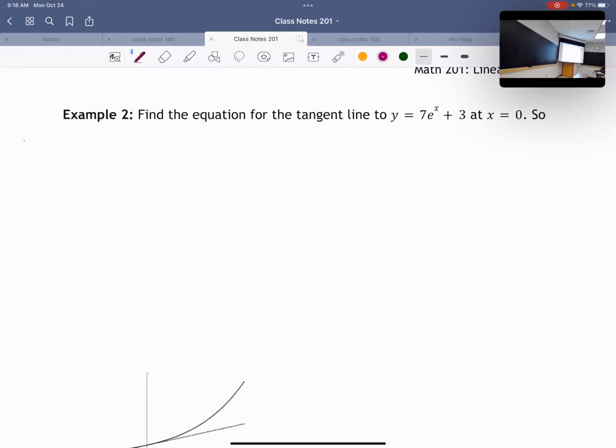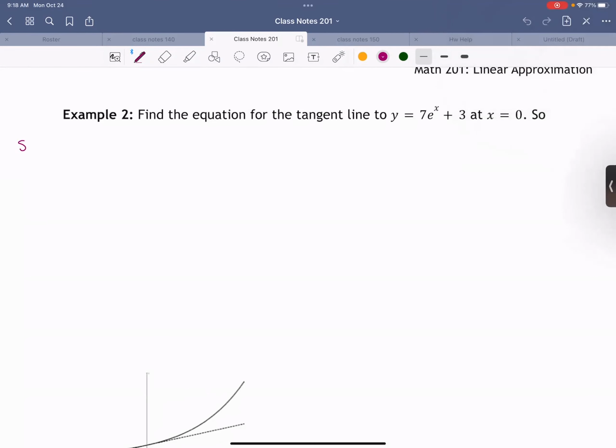I said that step 1 was finding the derivative, so step 1 was finding what y prime was. What is the derivative of 7e to the x plus 3? 7e to the x, good. Okay, so step 1 is done, I found my derivative.